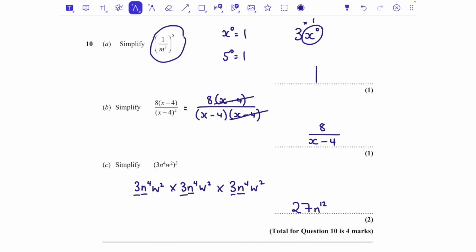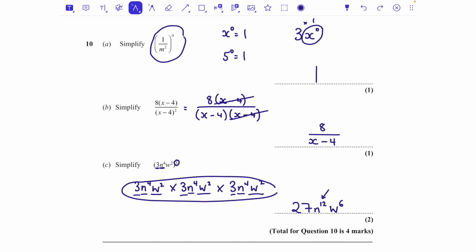When we times, we add the powers. And then I've got w squared times w squared times w squared, which is w to the power of 6. So a lot of students find it helpful to write it out like that. Alternatively, you can just say, right, 3 cubed is 27. N to the power of 4 cubed, or when we do a power of a power, we times those powers together. That's where that 12 is coming from. And then w squared to the power of 3, 2 times 3 is 6. So that's where that 6 is coming from. Either way, that should be your answer.